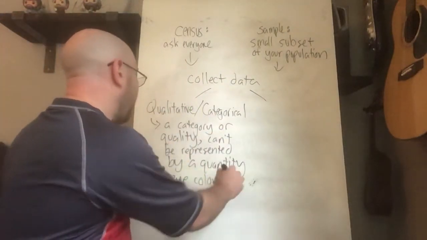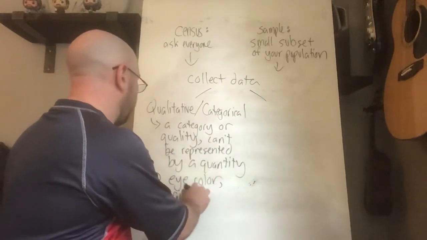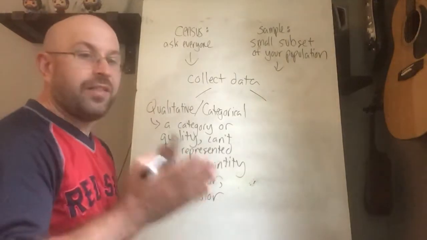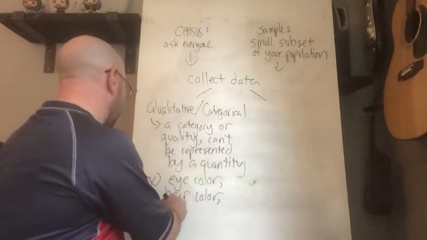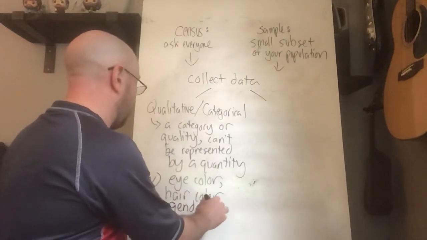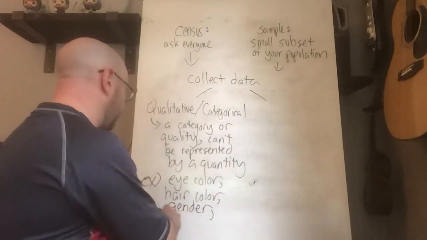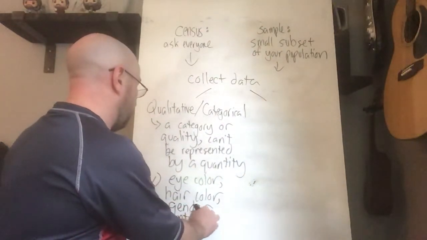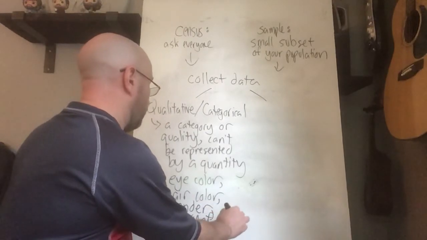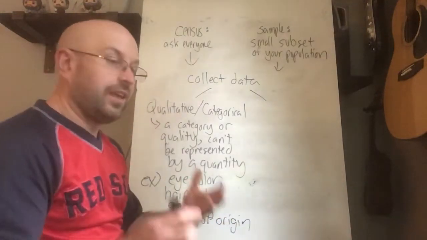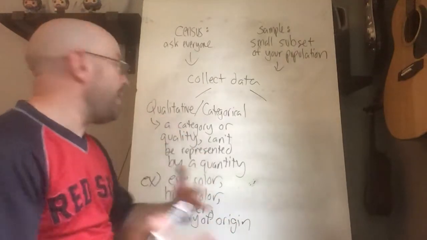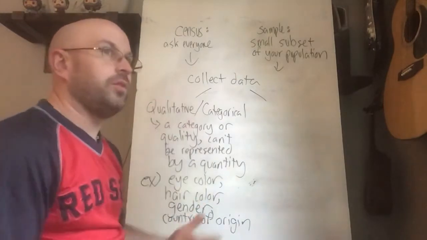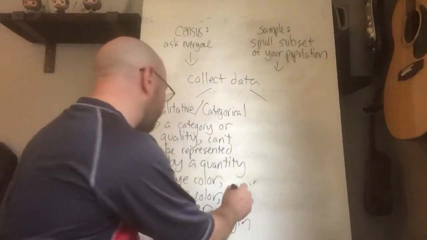Eye color, hair color. These are things that are qualitative or categorical. Gender, that's another one. Let's see, maybe country of origin. If you ask someone a question and they can't give you a quantity or something measurable, that's when it's going to be qualitative or categorical, if you can just put them into a category. Or type of music, that's another really good one.